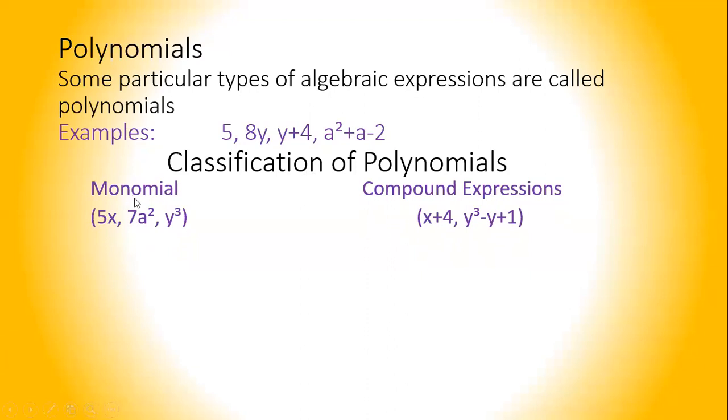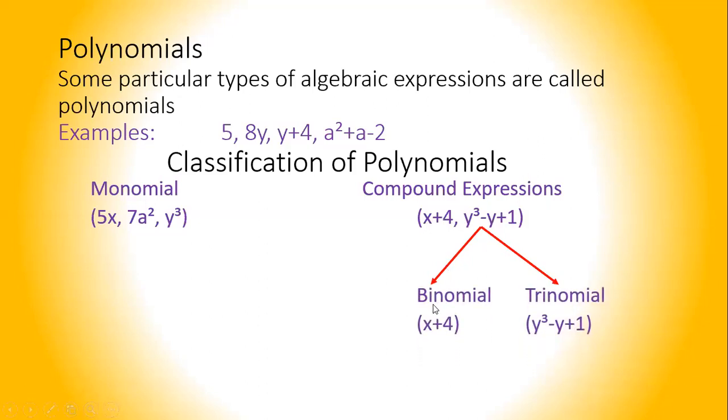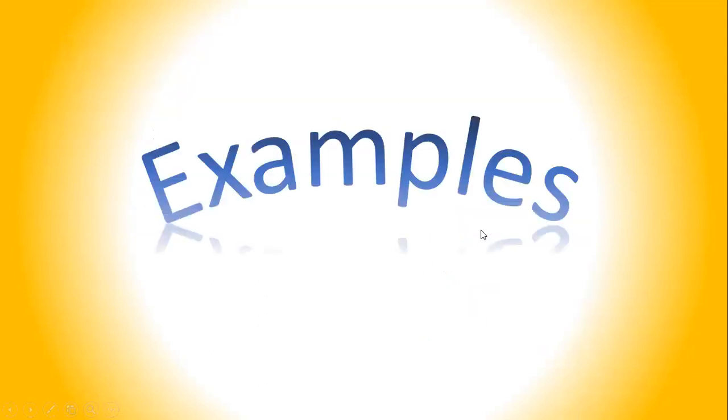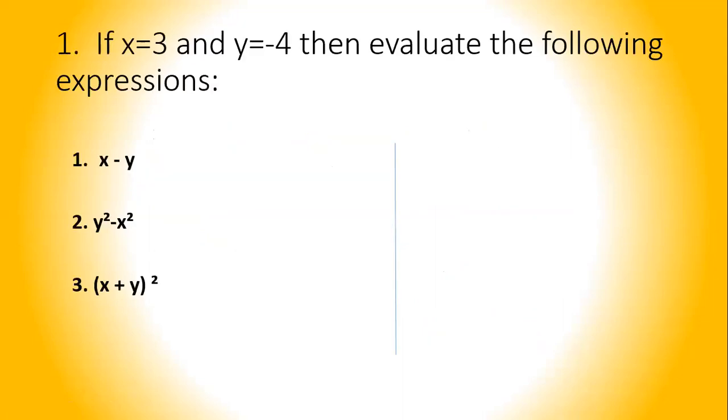And when the algebraic expression contains more than one term, it is called the compound expression. Here you can see that 2 terms are there, 1 and 2. So when the algebraic expression contains 2 terms, it is called binomial. Bi means 2. And when it contains 3 terms, 1, 2, 3, it is called trinomial. Tri means 3. So let's discuss some example questions.